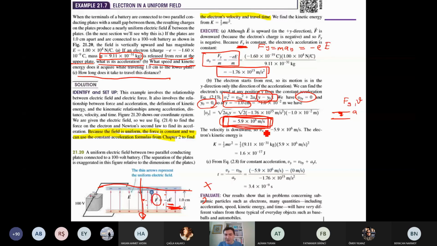What about the kinetic energy of the electron? You can use this expression. Again, the information from Physics 1, 1/2 mv squared. We know the mass of the electron. We know the velocity of the electron. We have already calculated it, put it there. Then finally, you can calculate the kinetic energy of the electron in joules.